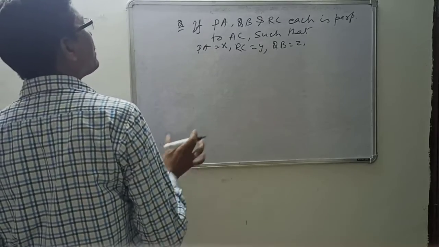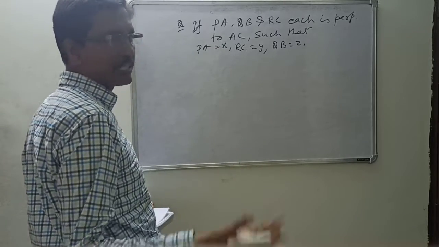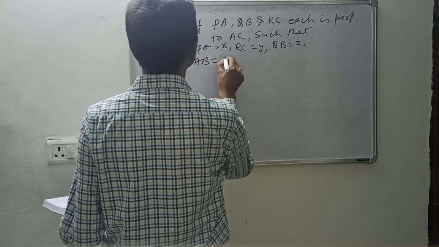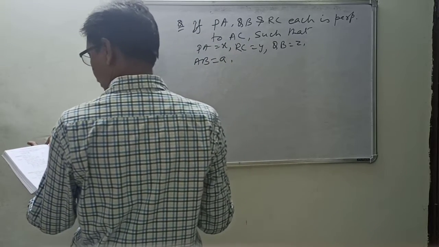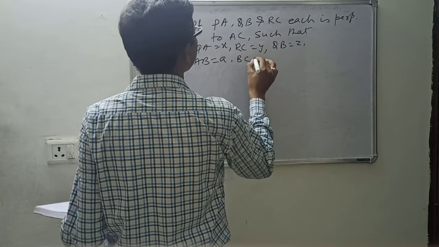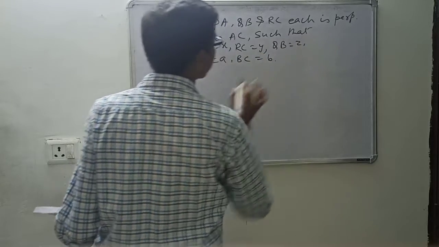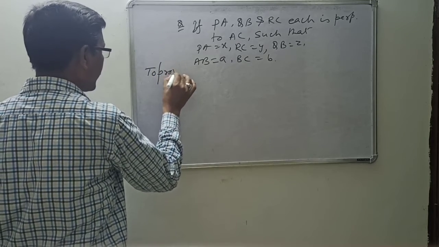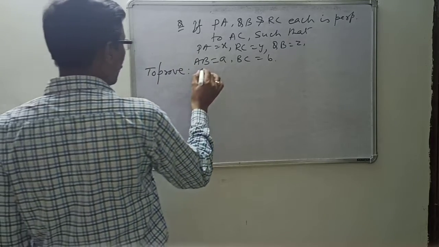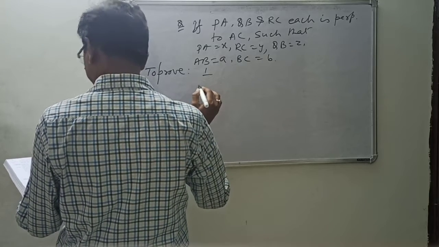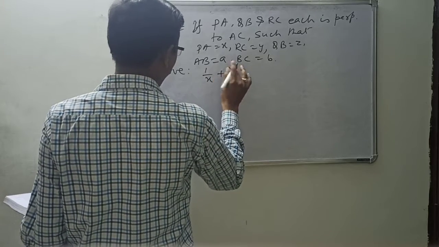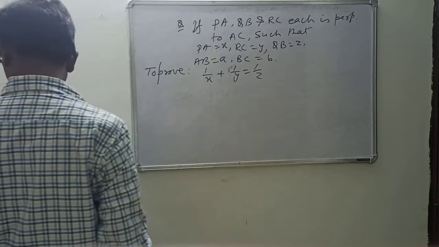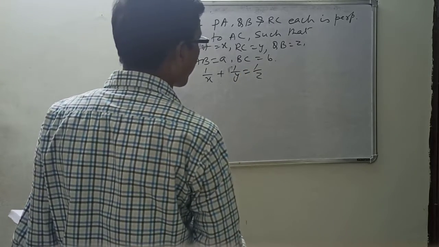And sometimes AB and BC's measurements will also be given, or if it is not given then you have to suppose. AB equal to A and BC equal to B. That is given. To prove: 1 by X plus 1 by Y is equal to 1 by Z. Now that is a very important type of question.